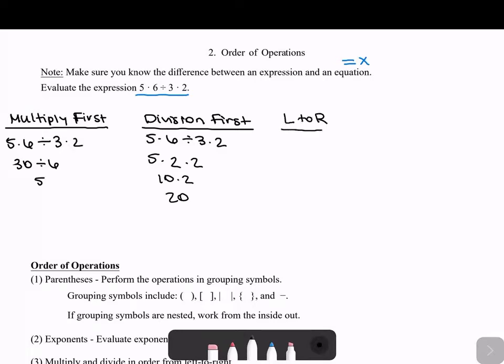So what if we do this working left to right? 5 times 6 divided by 3 times 2. If we do this left to right, first we do 5 times 6, which is 30. And then we do this division next, so that's 10. And we do 10 times 2, which is 20. Okay. So let me center this. We can also do this left to right. And lastly, we can do this right to left.